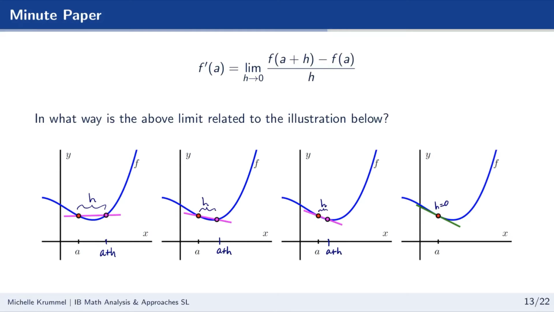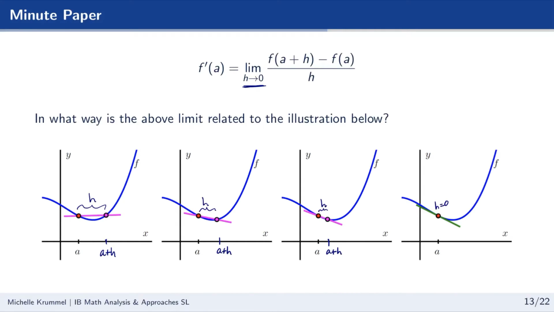So we see as we progress through these different graphs, the value of h is getting smaller and smaller and smaller. It's getting closer to 0 until in the last graph, h is 0. There is no distance between the beginning of our interval and the end of our interval. Okay, so that relates to the fact that we're taking a limit as h approaches 0. The h value is getting closer and closer to 0. So the width of that interval is shrinking.